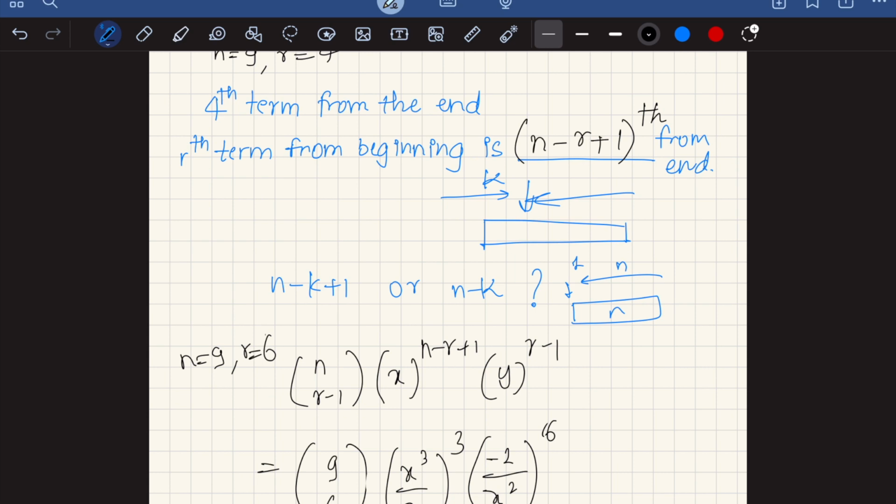Okay, so I'll just say one thing. What we did is we observed that the rth term from the end is nothing but the n minus k plus 1th term from the beginning, and we simply plugged it into r. So instead of r, we are saying n minus r plus 1, and we're just putting it in there.